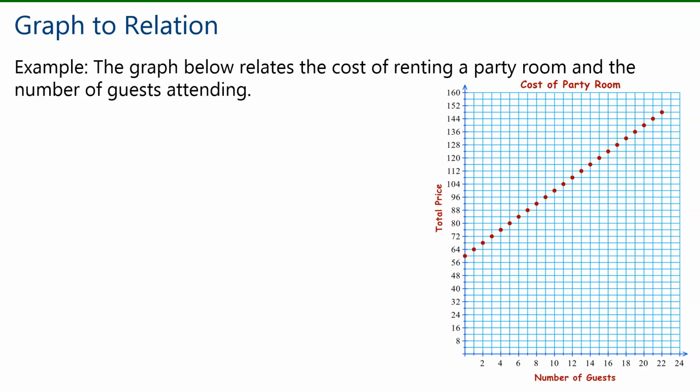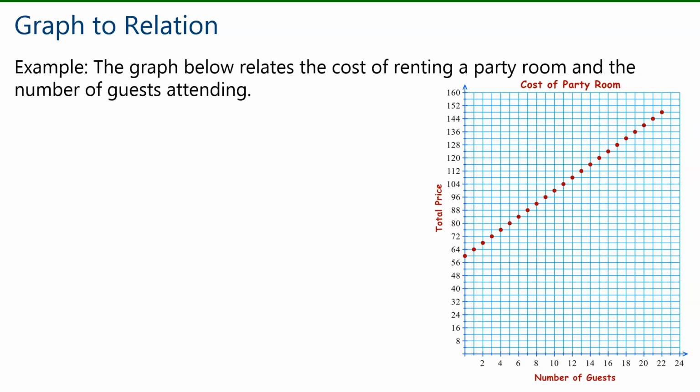These are all important skills for any mathematician to have, as they are used frequently to provide a visual representation of a relation and can also provide a lot of information. So let's have a look. The graph here relates the cost of renting a party room to the number of guests attending. So before we go and answer any questions, let's examine this graph further.